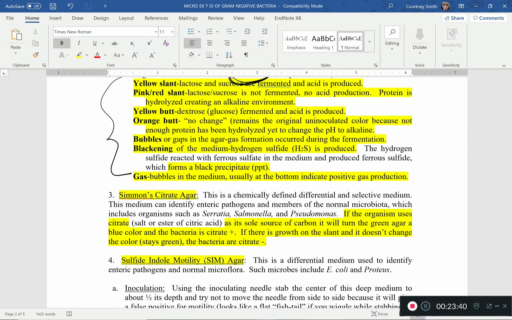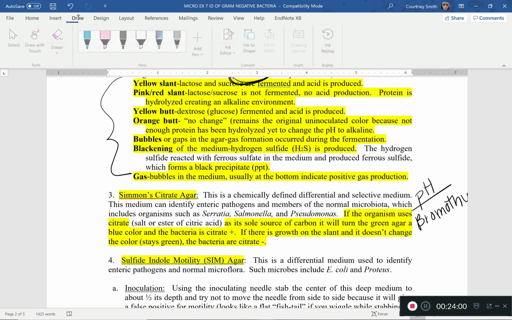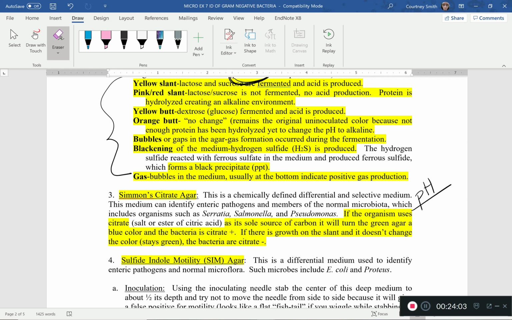Oh, I don't have it written down here. Okay, I will write it for you. So the pH indicator for Simmons citrate, I believe you spell it like this, bromothymol. Oh crap! And of course I wrote off the page like a dinkus. Okay, let me write smaller. I believe that's how you spell it. That's the pH indicator, and that's for Simmons citrate.